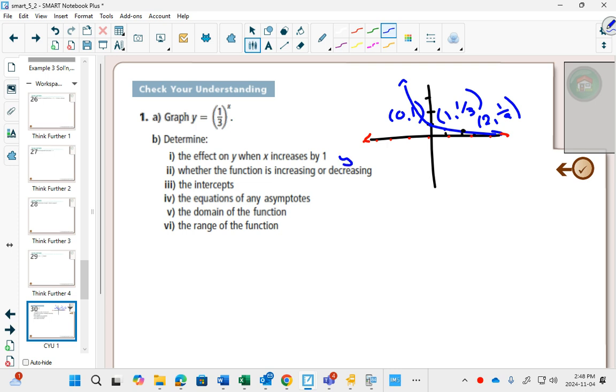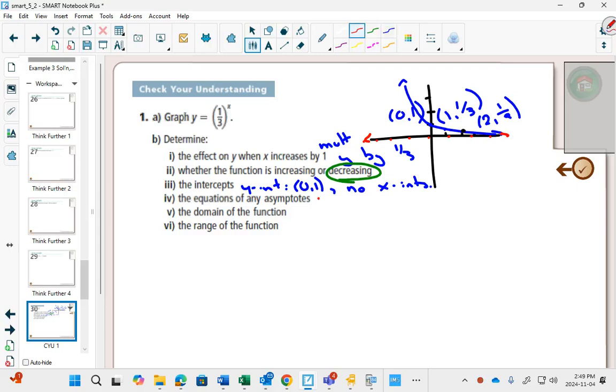That means you're multiplying your y by 1/3. Every time x goes up by 1, you multiply y by 1/3. This graph is decreasing because it's going down from left to right. It has a y-intercept at (0, 1), but no x-intercepts because of that asymptote there. It never crosses the x-axis.